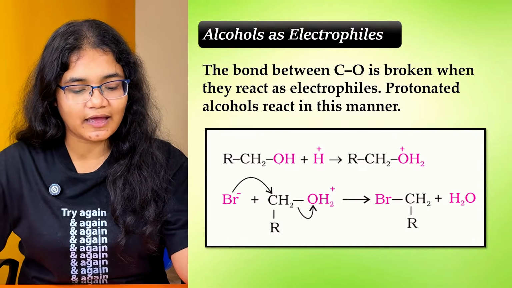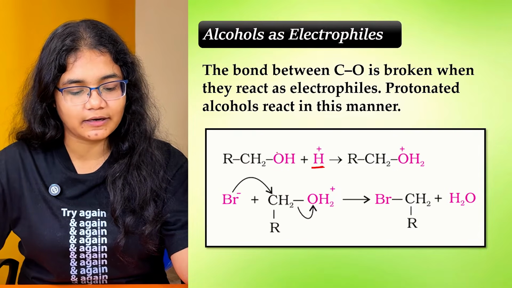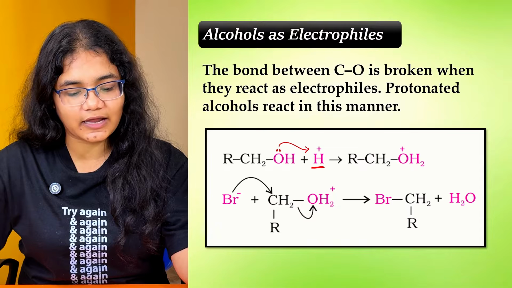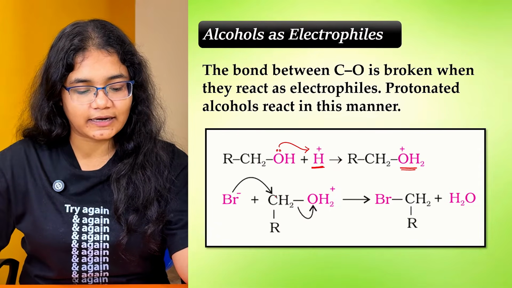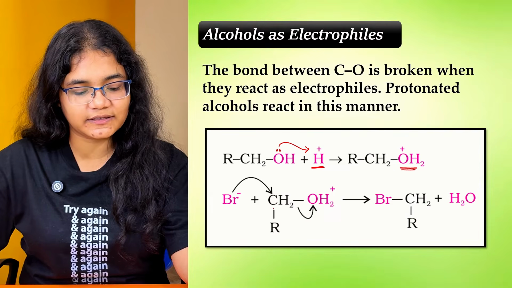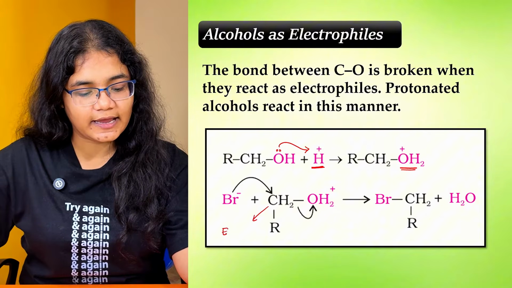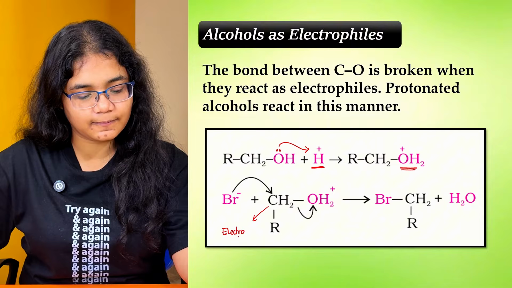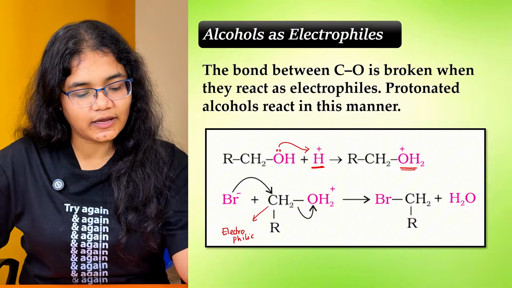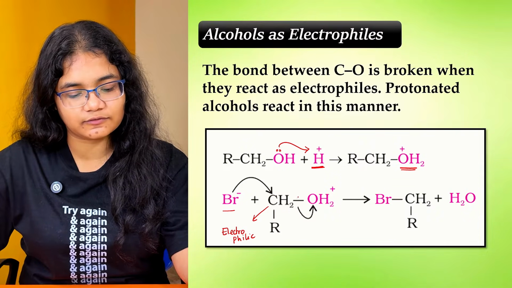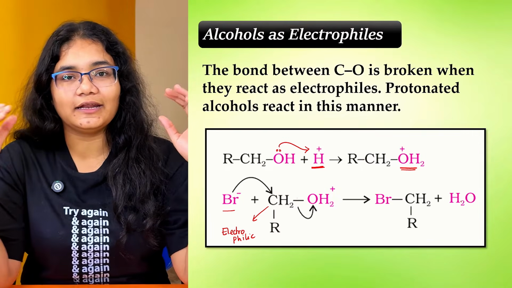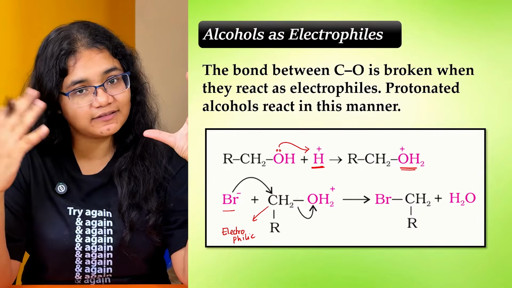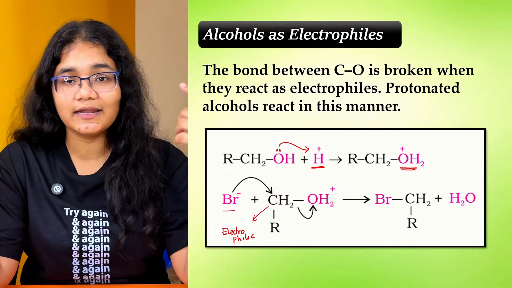Whenever you have an alcohol in an acidic medium, the OH group gets protonated. And once it gets protonated, the carbon to which this OH group is attached is highly electrophilic in nature. So any nucleophile can now attack this carbon, and this OH2 will go out. So these are the two criteria you have to understand: it can behave as a nucleophile, and it can also behave as an electrophile.